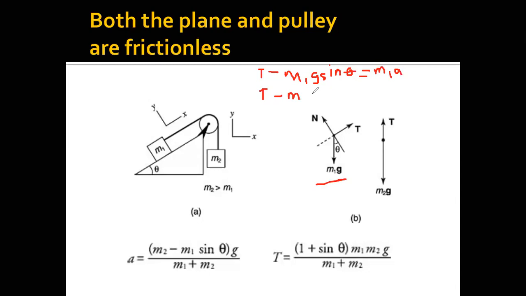Then this side is T minus M2G, is equal to what? Acceleration is down, right? So equal to minus M2A. Okay. So we can either use substitution or elimination to find your acceleration and the tension.